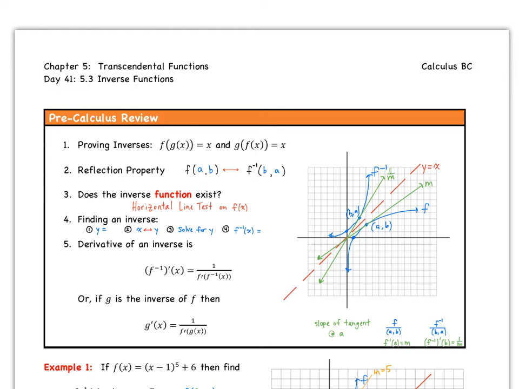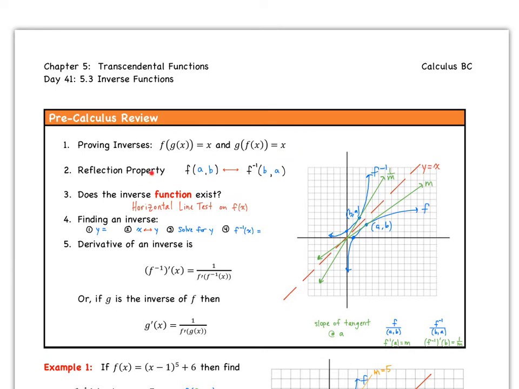Welcome to 5.3 Inverse Functions. So before we get into the calculus portion, let's go through some pre-calculus review of inverses. Remember, in order to prove that two functions are inverses, we need to show the composition both ways, so f of g of x is x and g of f of x is x.